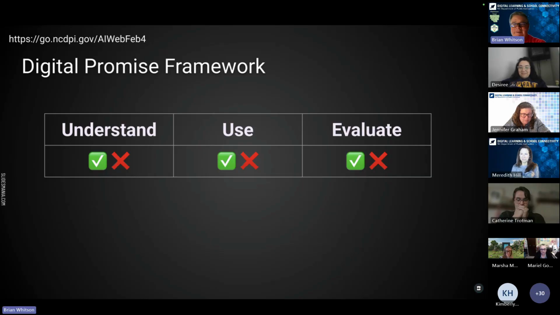People have told me. Yep, I would agree. I think it falls into the use and understand domain pretty well.